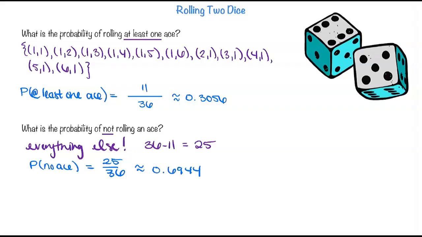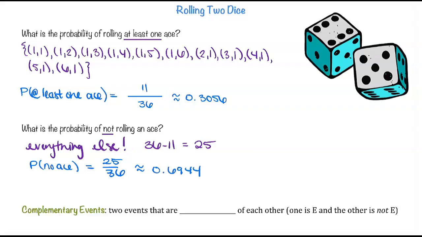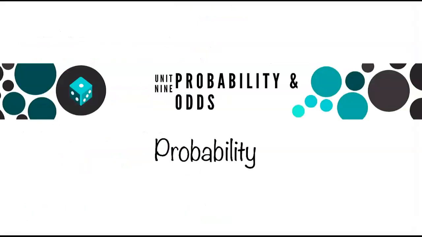This is an example of complementary events. Complementary events are two events that are negations of each other. If one event is E, then the other one is not E, or the opposite. And that concludes this lecture video on calculating probability.